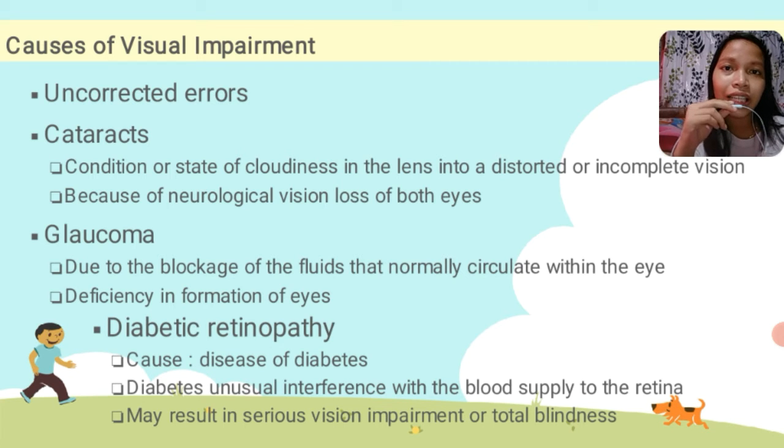Next are cataracts, a condition of cloudiness in the lens that leads to distorted or incomplete vision in both eyes. This happens when there is yellowing or whitening of the lens of the eye. Cataracts are common as people age. So common ni sa atong mga lula og lulo.